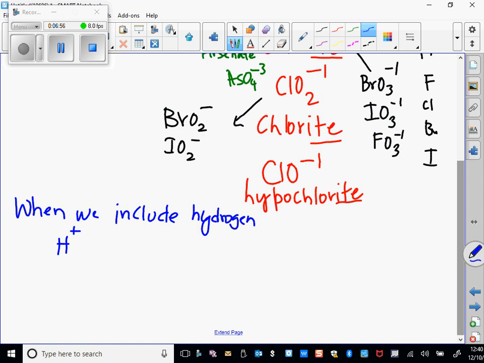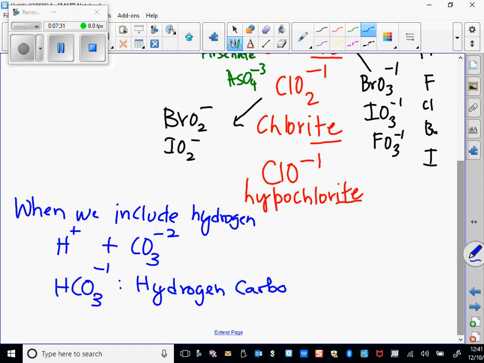Hydrogen, when it's in a polyatomic ion, gives 1 electron. Does that make sense? Now, supposing you combine H plus with CO3 -2. What do the two of them become? They become HCO3. The oxygen number does not change. But what happens to the +1 and the -2? The charge becomes a -1. This compound is called hydrogen carbonate. When you include a hydrogen with a polyatomic ion, the charge will drop 1.